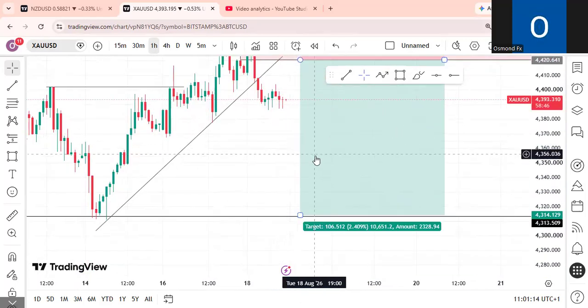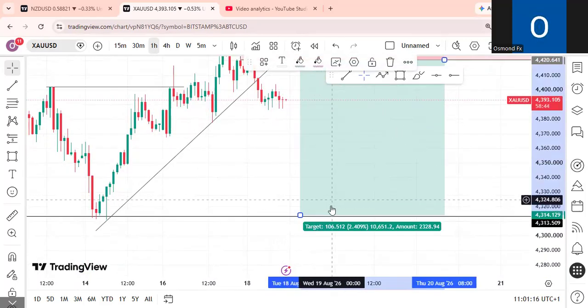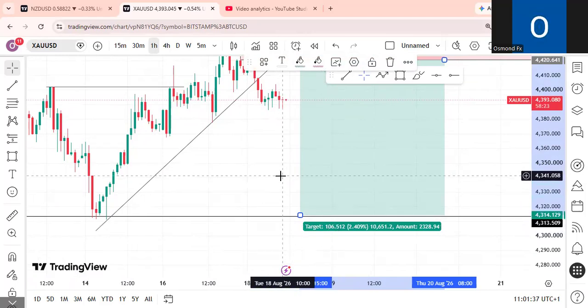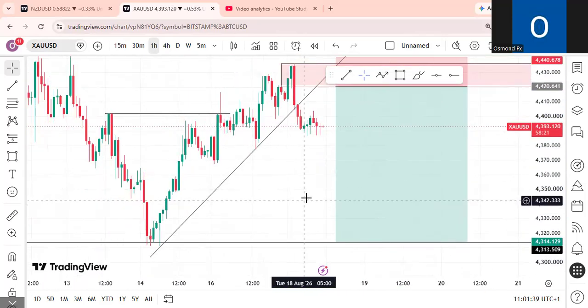The same thing applies here. If the market goes in your favor and you use 0.05, you're going to be multiplying this value that you get here by 5, which is going to be $530. Okay, so that is how I calculate pips on gold.